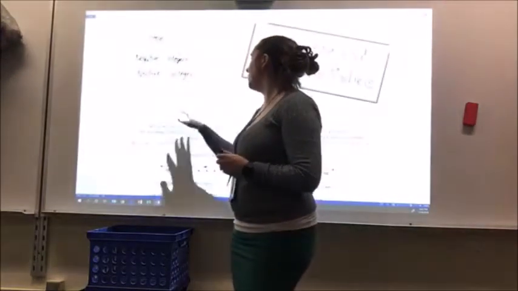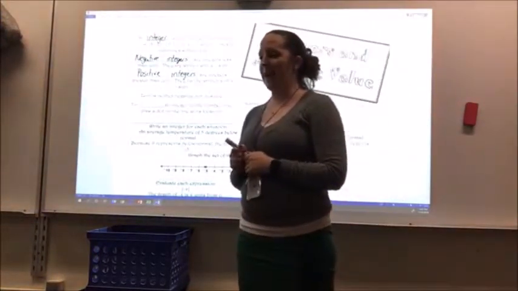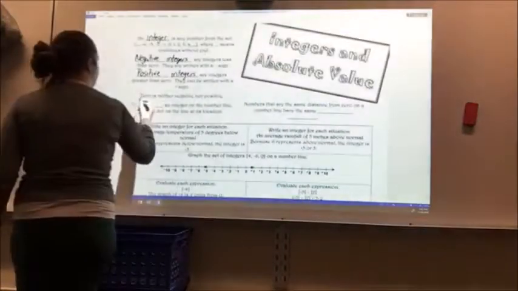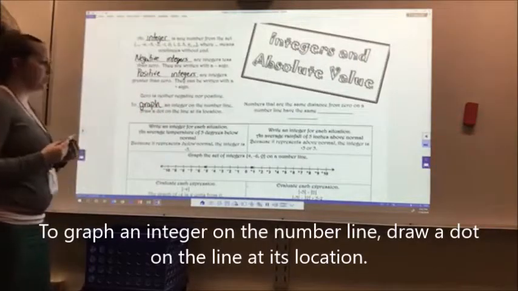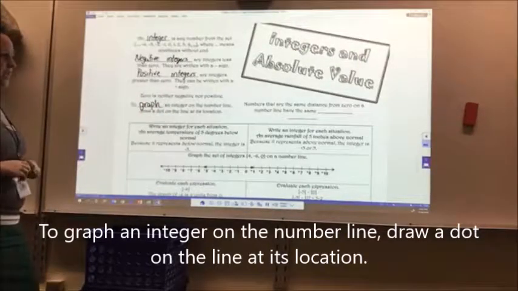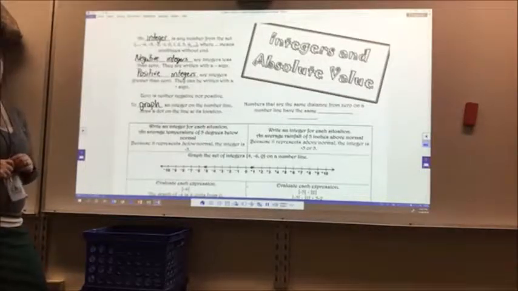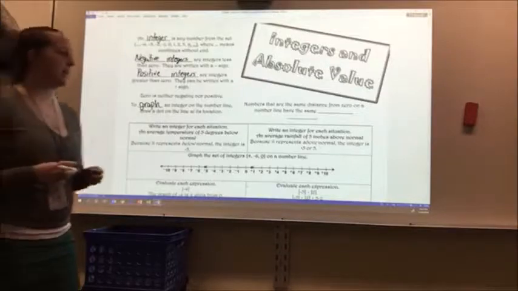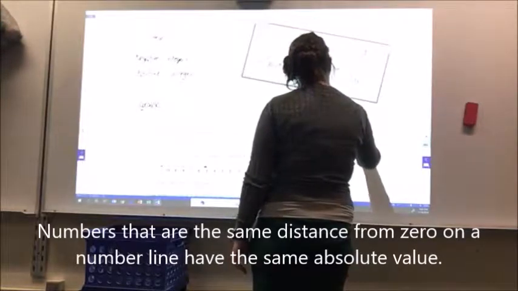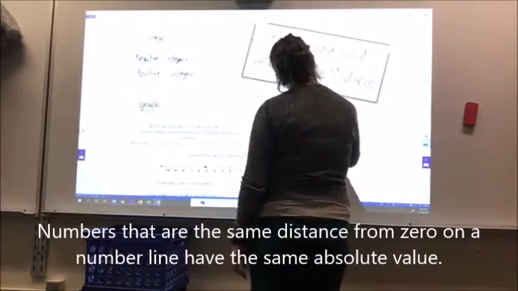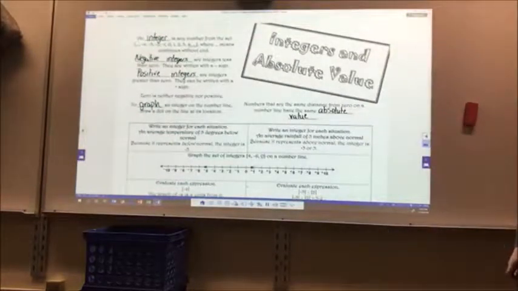Okay. To blank an integer on the number line, draw a dot on the line at its location. In that blank, you're going to write graph. So to graph an integer on a number line, draw a dot on the line at its location. Numbers that are the same distance from 0 on a number line have the same blank. In those blanks, you're going to write absolute value. So numbers that are the same distance from 0 on a number line have the same absolute value.